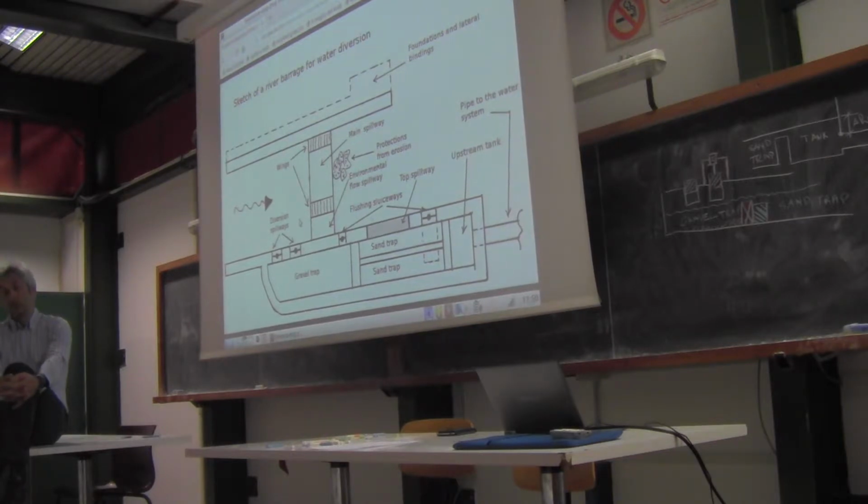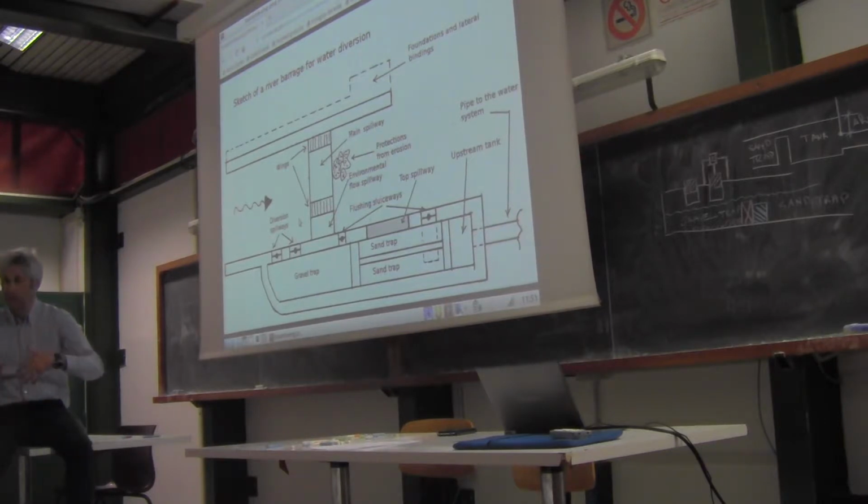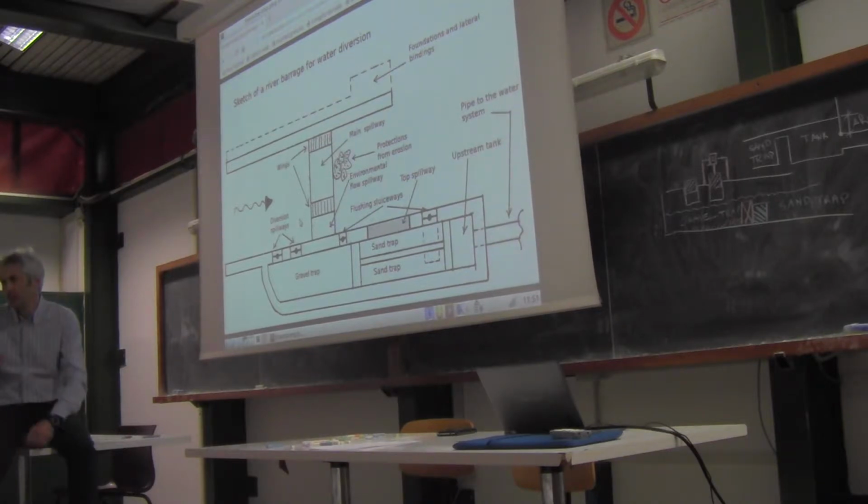And of course, you have to take into account some rules of thumb while designing. One rule of thumb is, in any case, the structure should not be higher than 15 meters, and the volume upstream should not be higher than 1 million cubic meters. Typically, these structures are 6, 7, 10 meters high. 10 meters is usually a maximum, and then you try to remain within this range.